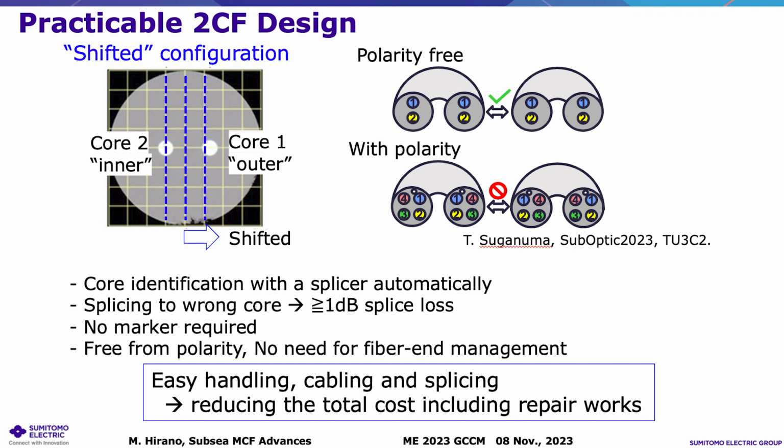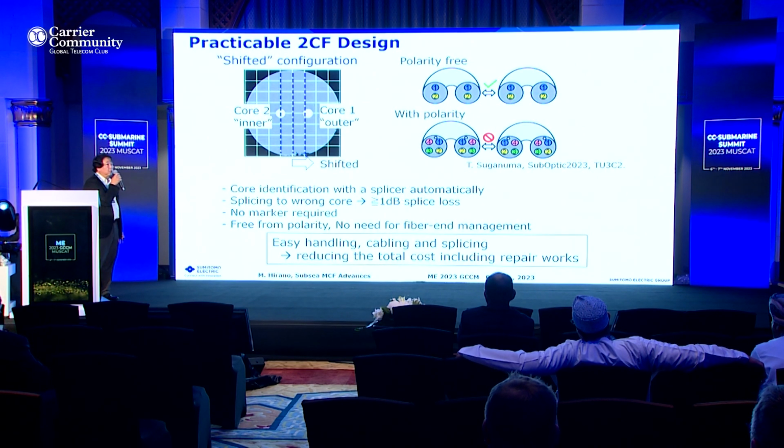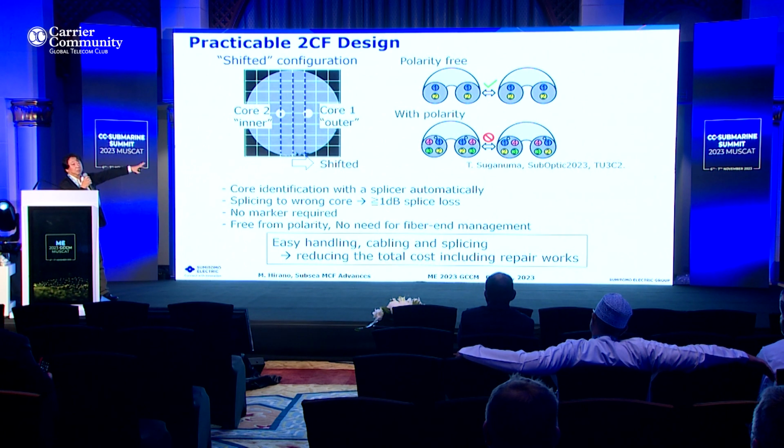But even if we make the wrong core splicing, this means core 1 spliced to core 2, because of the shifted configuration, the splicing loss is very high. Core misalignment is very high. So the splicing loss we designed as 1 dB or more. After splicing, you may measure the splicing loss, and you can find, oh, this is a wrong splice. No marker required because the splicer can automatically identify the core.